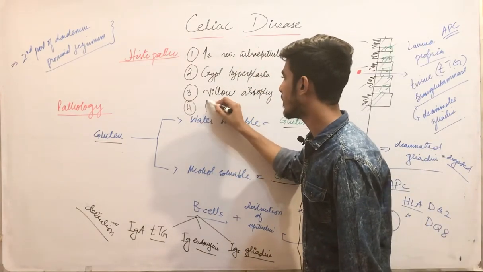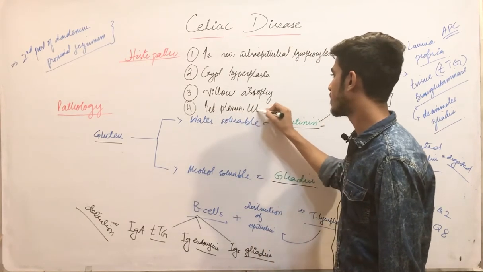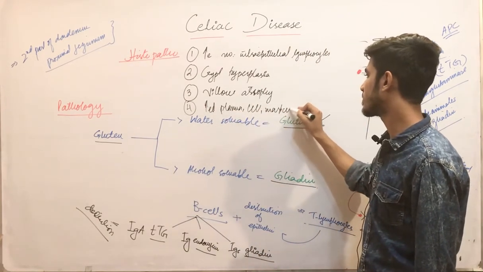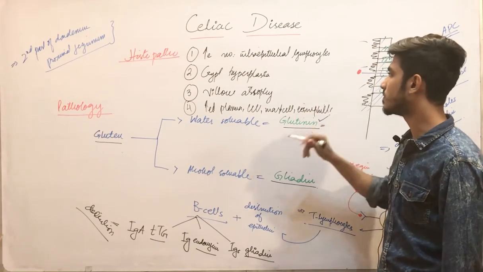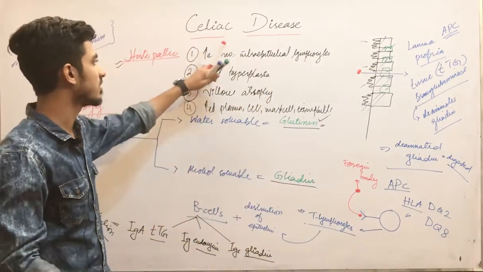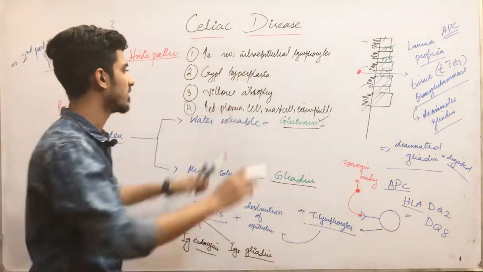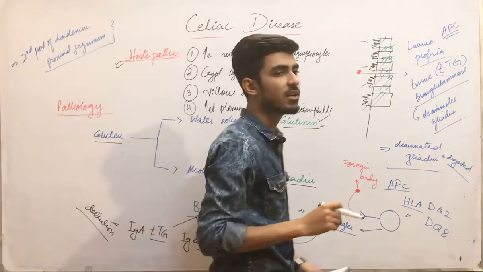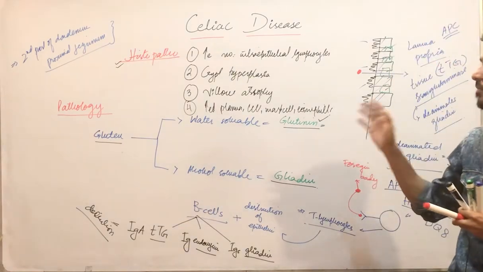And then we have the increased plasma cells, increased mast cells, and eosinophils. So this you will be observing in the histopathology slides. There are four features: increased number of intraepithelial lymphocytes, crypt hyperplasia, villus atrophy, and the increased plasma cells, mast cells, and eosinophils. Clear? So this is your histopathology.